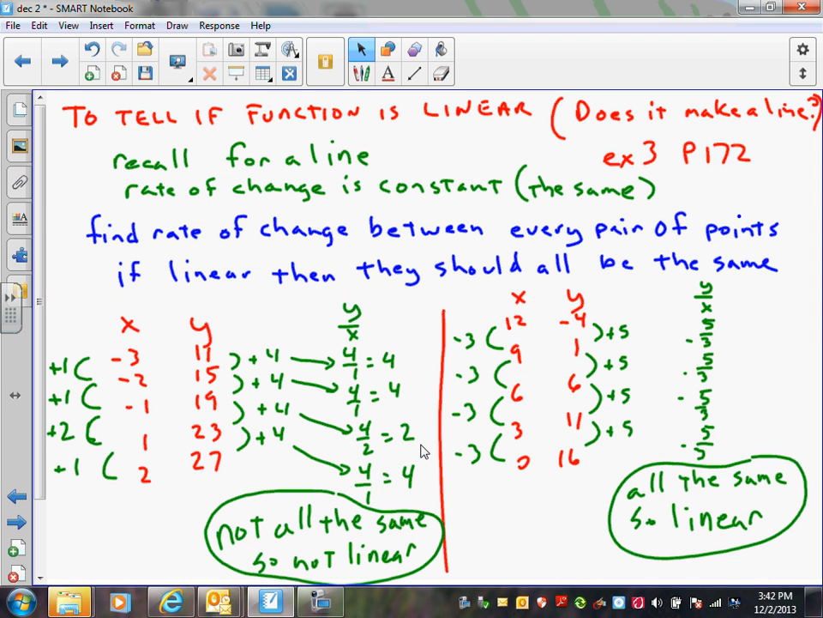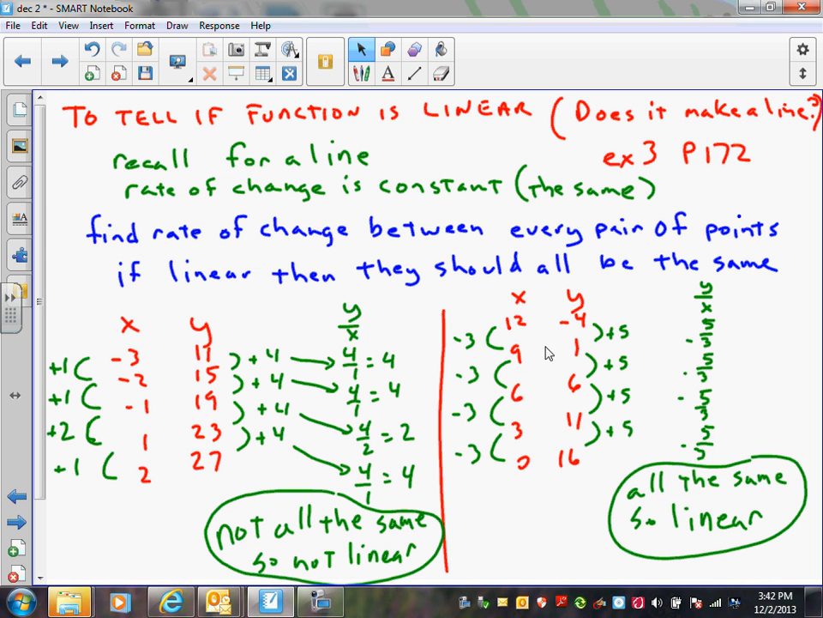If all they want to know is if this is linear, I don't even have to check the next pair. 23 to 27 is 4, 1 to 2 is 1, but 4 over 1 is still 4, but they're not all the same. As soon as I get this one that's different than these others, check my work to make sure I'm right, but they're not the same, so it's not linear.